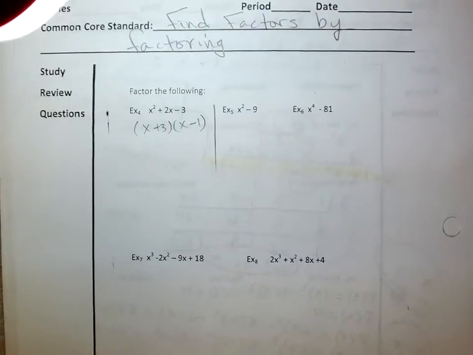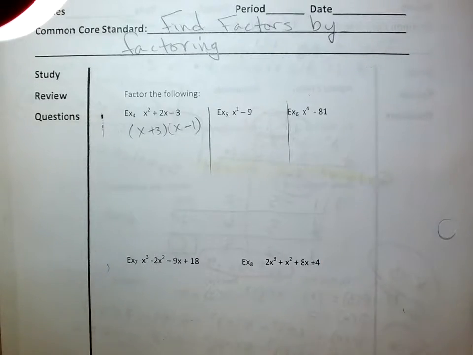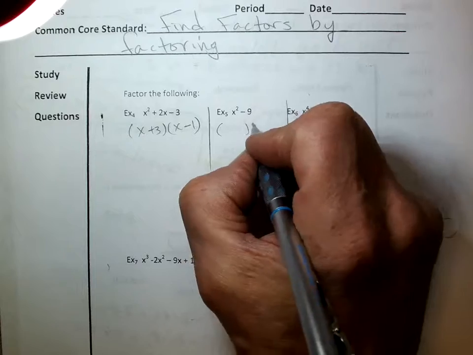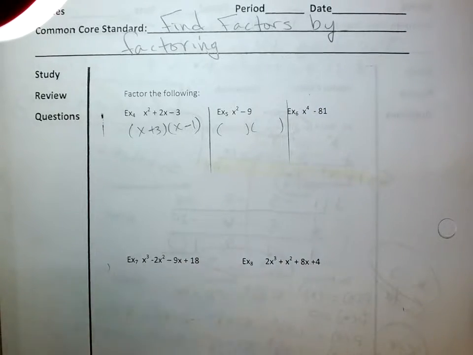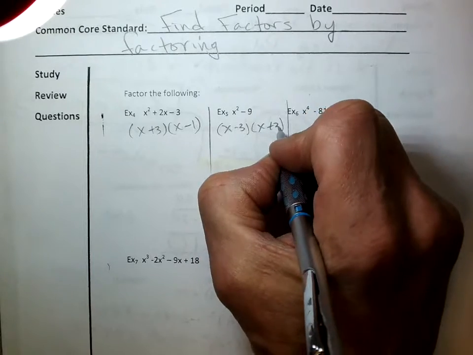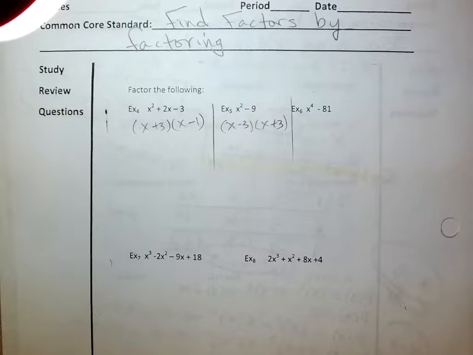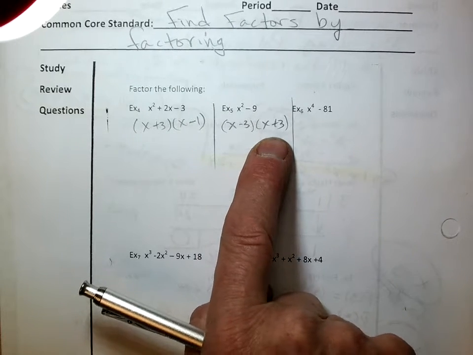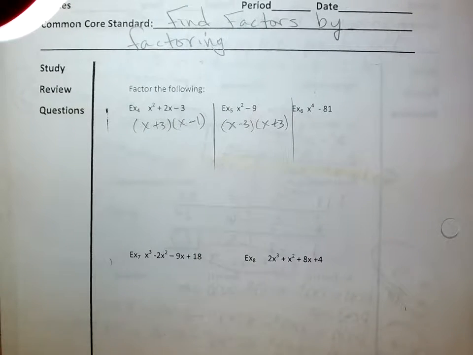Example 5. Does it factor? Yes. What's it factor into? x minus 3 and x plus 3. Those are its factors, right, Emily? x minus 3 is a factor. x plus 3 is a factor. Something times something makes whatever. No remainder is a factor, okay?